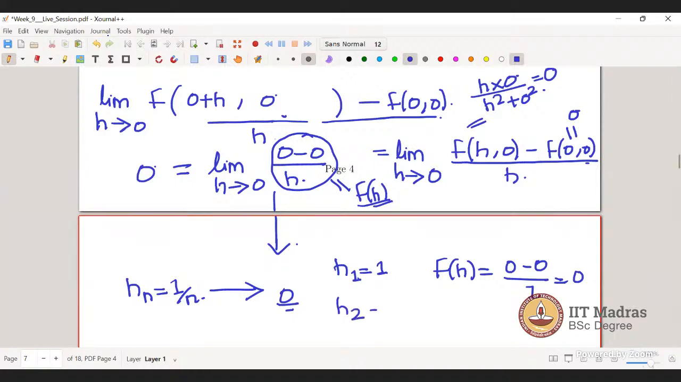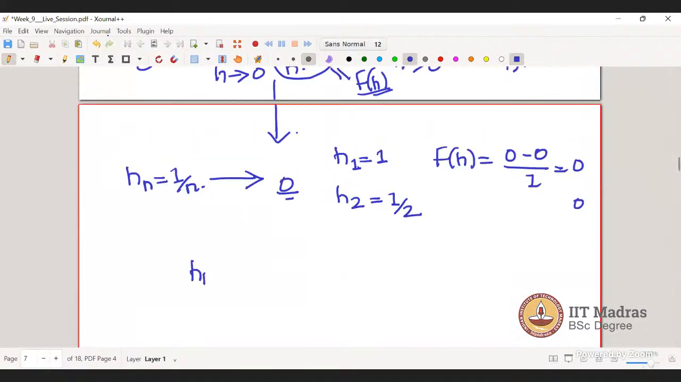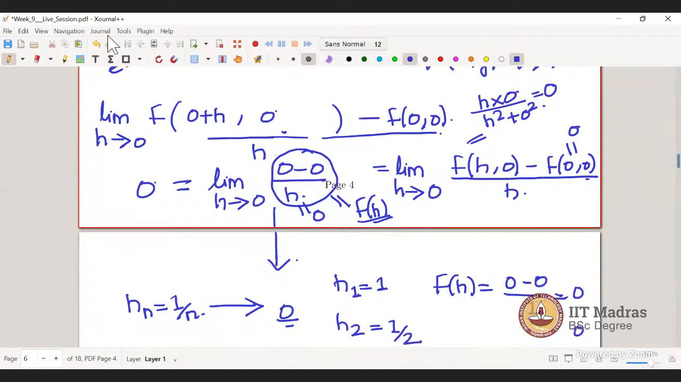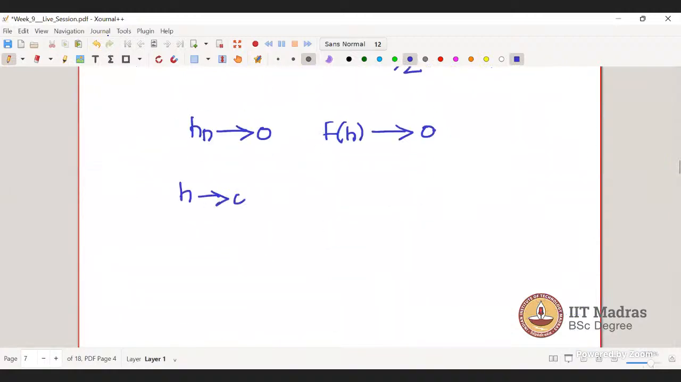Okay. So then if you take 2, then also you'll get 0. Okay. So as h_n tends to 0, basically f of h also tends to 0. So you cannot substitute the value of h to be 0, because if you do that, then certainly it's not defined. But that is not the definition of limit. Okay. So you need to calculate the value of the function f of h when h tends to 0.